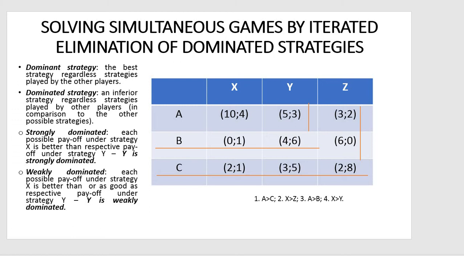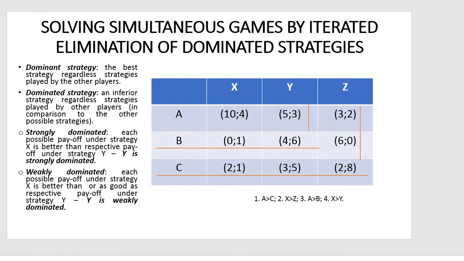Okay, another way to solve the game is to apply iterated elimination, or successive elimination, of dominated strategies. Basically, a dominant strategy is a strategy which is the best regardless of the strategies played by other players. A dominated strategy is a strategy which is inferior to all the alternatives, or at least one strategy, regardless of the strategies played by other players.